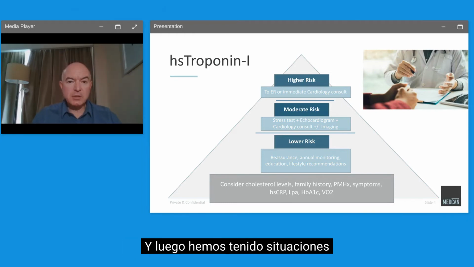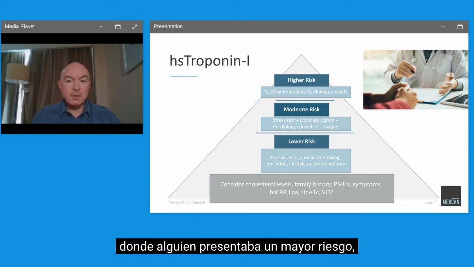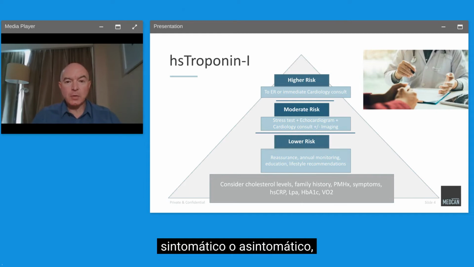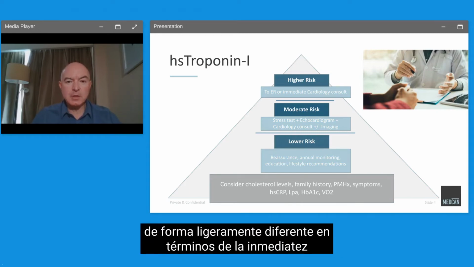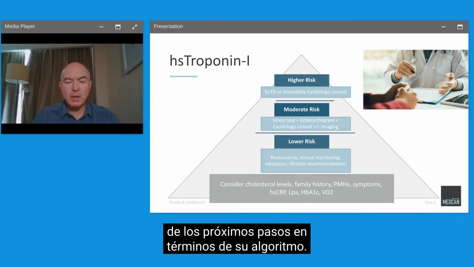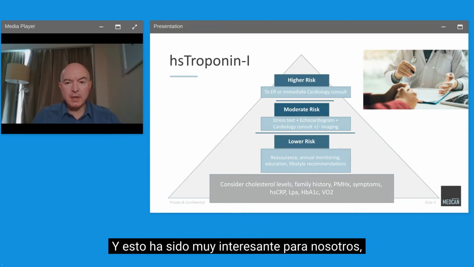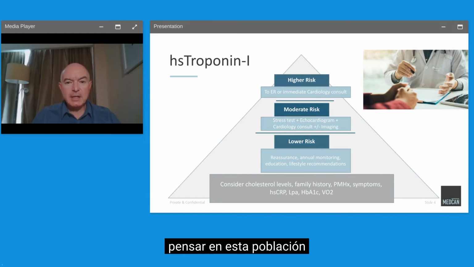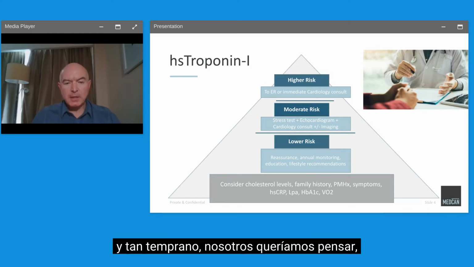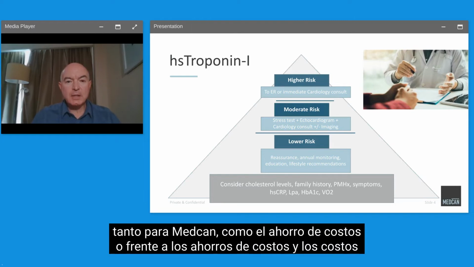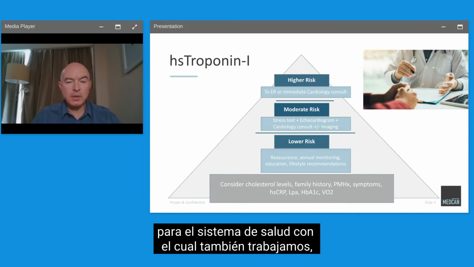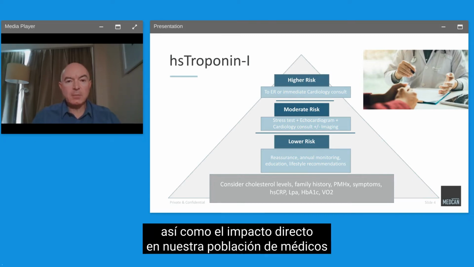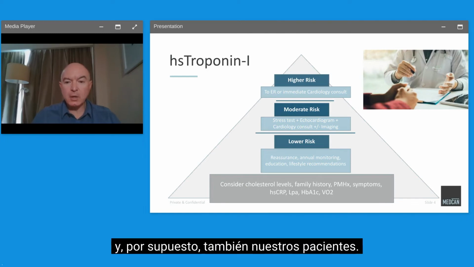And then we had situations where somebody presented with higher risk, symptomatic or asymptomatic, and those two populations were treated slightly differently in terms of the urgency and immediacy of the next steps in their algorithm. And so it's been very interesting for us to think about this population. And so early on, we wanted to think about it in a number of terms, including overall cost, both to Mecan, cost savings versus cost, and cost savings to the health system that we work within, as well as direct impact on our physician population and, of course, our patients as well.